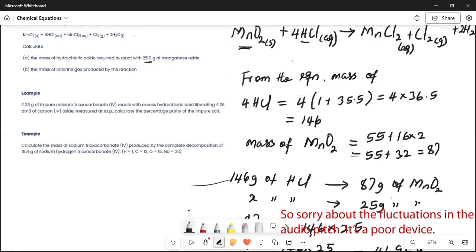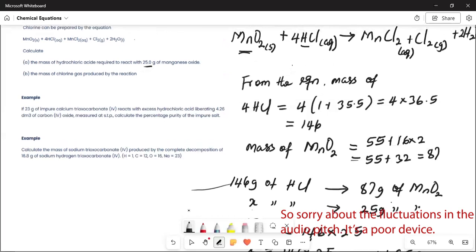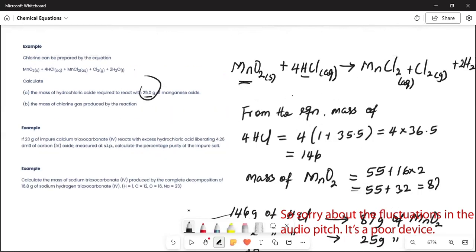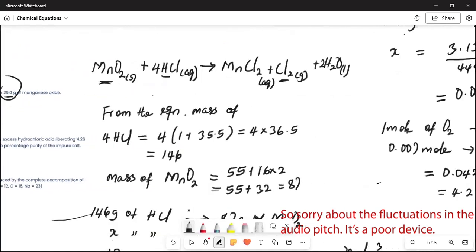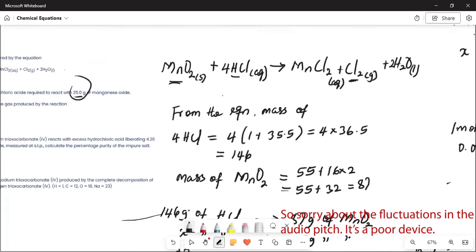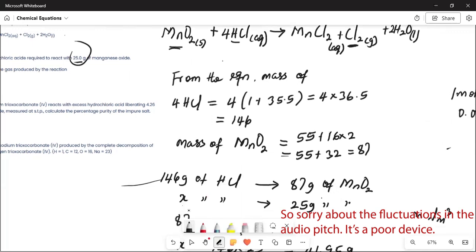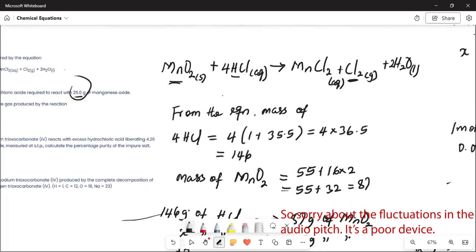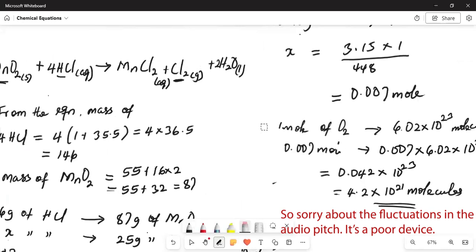Question B says the mass of chlorine gas produced by the reaction, that is, by the reaction of this 25 grams of manganese oxide with HCl. First of all, we need to get the mass of chlorine gas produced from this balanced equation. What are we reacting in this case? We are reacting 25 grams of manganese oxide. But from this balanced equation, how many grams of manganese oxide produce how many grams of Cl2? So the mass of manganese oxide from the balanced equation is 87. Manganese oxide, not manganese. So let's do that here first.